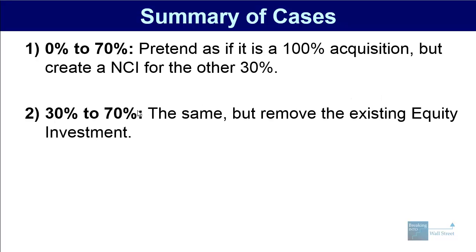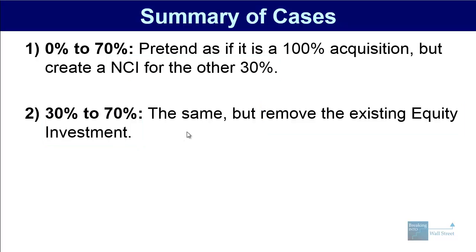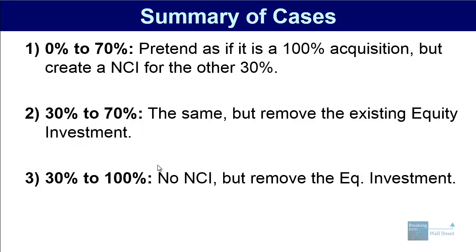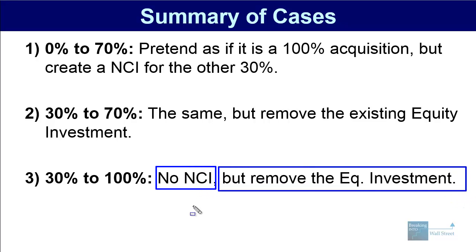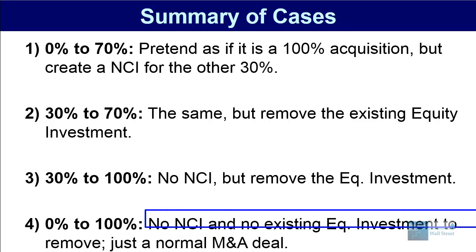For a 30% to 70% deal, it's the same. You need a non-controlling interest for that portion you don't own, and you need to remove the existing equity investment because this is no longer necessary when you own a majority of the company. 30% to 100%, here no non-controlling interest is necessary, but you do need to remove the existing equity investment from what you had initially because you don't need it when you own 100%. And then 0% to 100%, this is just a normal M&A deal. You use purchase price allocation, but there is no non-controlling interest and no existing equity investment to remove.